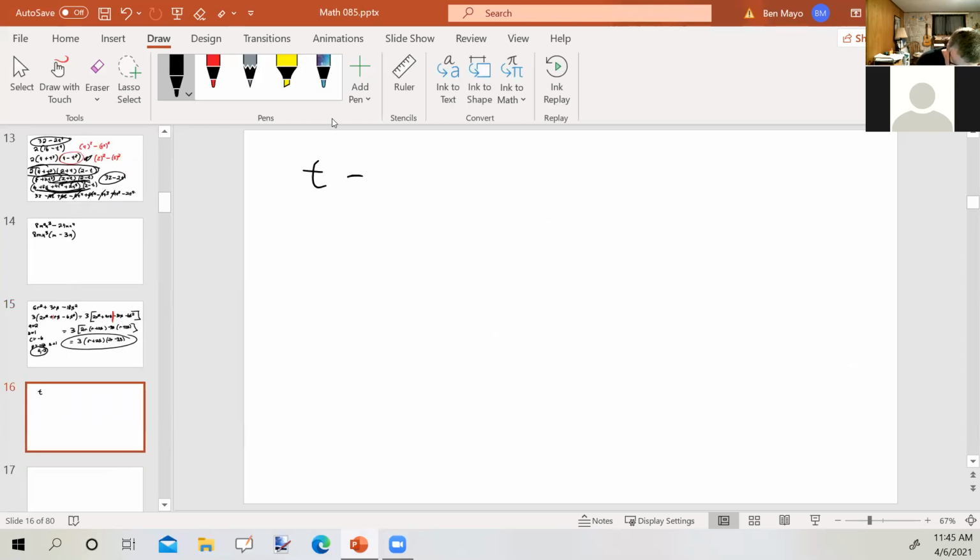T minus 90 plus t squared. This is a trinomial, so standard form is important, and it's not in standard form yet. So I'll rewrite it, t squared plus t minus 90. There's no greatest common factor. It's not a perfect square because 90 isn't a square and it's got a minus sign in front of it anyway. But it does have a leading coefficient of 1.